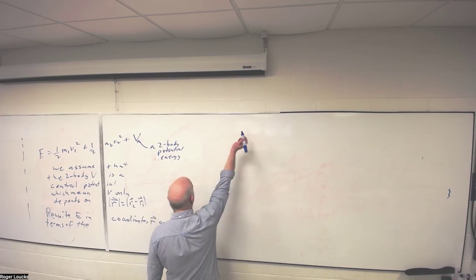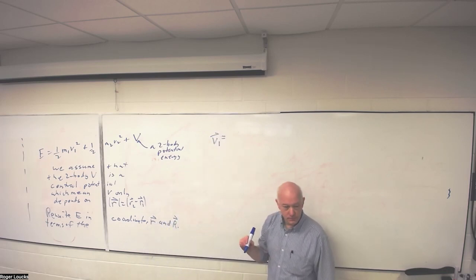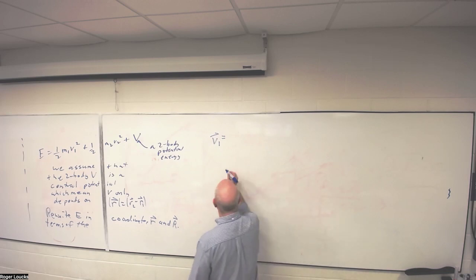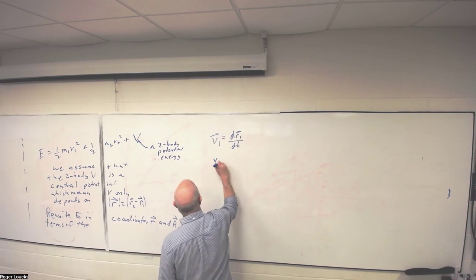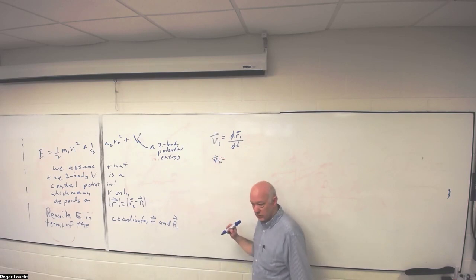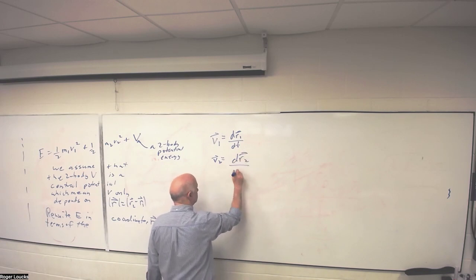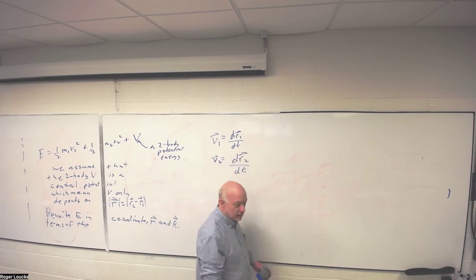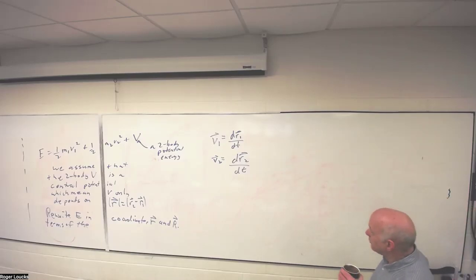Okay, so let's go through and do a couple things here. So what is going to be V1? It's dR1/dt, the derivative of the R1 vector. What is V2? dR2/dt.